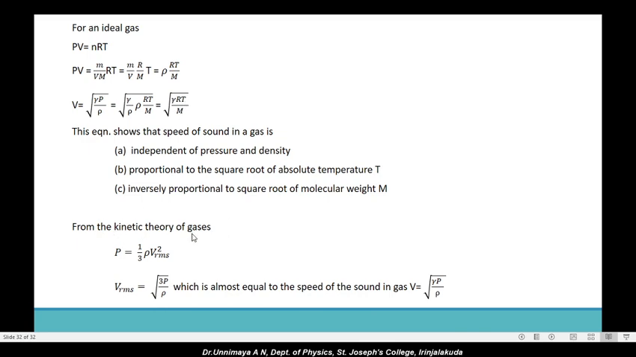From the kinetic theory of gases, this part is not that important, I am just mentioning it. From the kinetic theory of gases, pressure P is equal to 1/3 rho VRMS squared. So substituting these values here, we get VRMS is equal to root of 3P by rho, which is almost equal to the speed of sound in gas, v is equal to root of gamma P by rho.